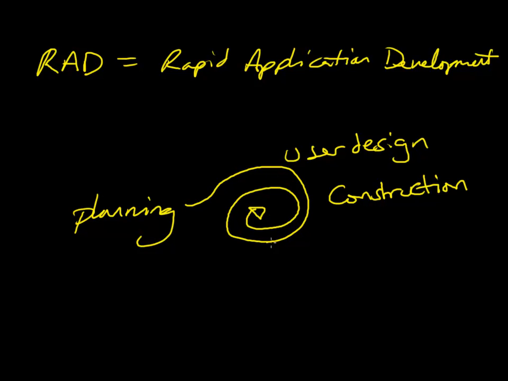And then at some point, having gone round and round in this rapid application development model, we will then get to a point where we're happy, and this will be the cutover point. And this is when we end the development of our computer model or our computer program.